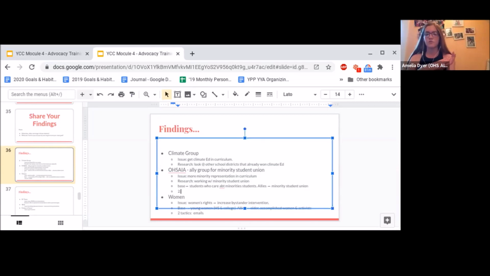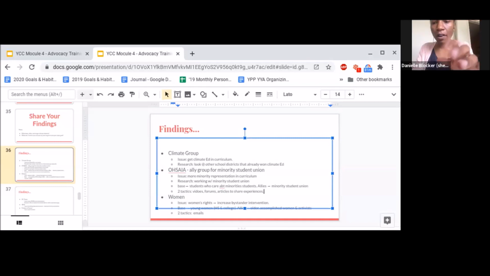Two tactics. One of them would probably be to have minority students share their experiences through videos, forums, articles, or just share-outs. Another one is to have a fundraiser so we're able to buy more books written by people of color. Okay, very nice.